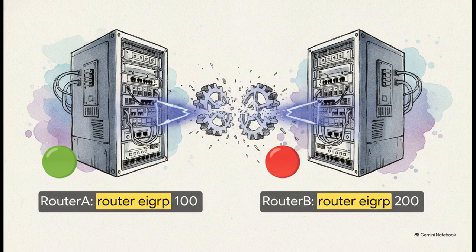You verify the physical interfaces are up and healthy, so you run show running-config and pipe it specifically to the EIGRP section on both routers to compare them. And there it is. Router A is configured for Autonomous System 100, but Router B is configured for AS 200. A single mismatched number, literally just a simple typo from a tired engineer, prevents the entire adjacency from forming, cutting off routing completely across that link.